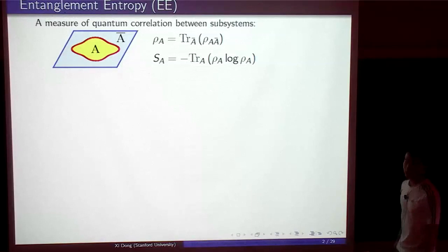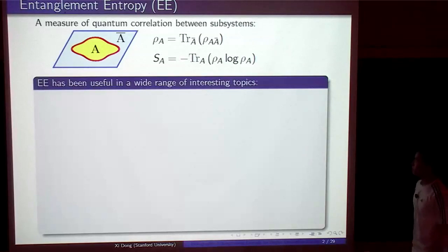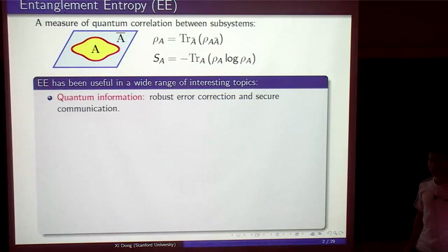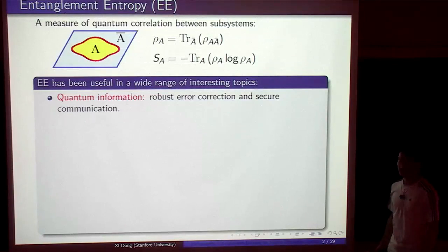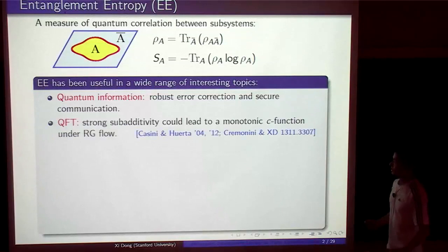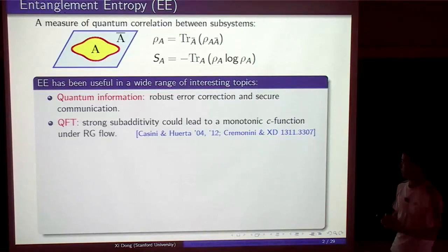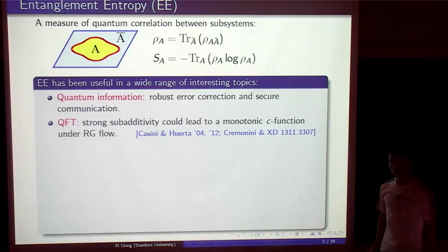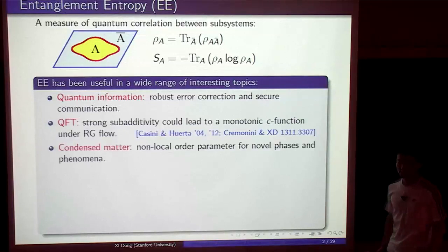And this is very simple. It has been a useful and important idea in a lot of topics recently, in particular in quantum information. This entanglement entropy is a fundamental tool for error corrections and communications. In quantum field theory, this idea leads to a monotonic C function under the RG flow because it naturally satisfies an inequality called the strong subadditivity. And in condensed matter physics, it is a non-local order parameter for some of the very interesting phases that people talk about.